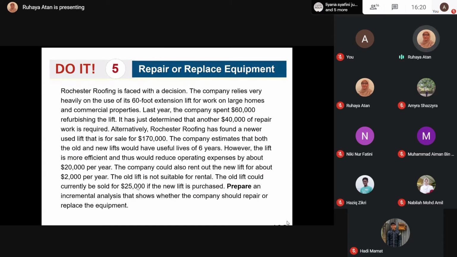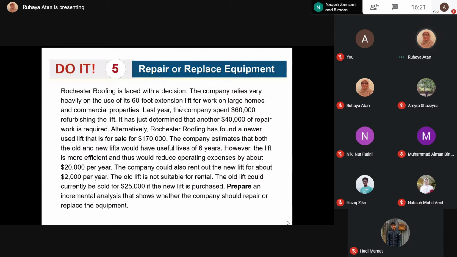Think about it. We did discuss it last class. And the old lift is not suitable for rental anymore. So I hope you can imagine the 60-foot extension lift. Normally in construction work you see a lot of extension lifts, isn't it?